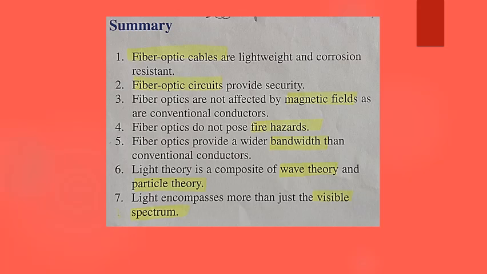Summary for the chapter: fiber optic cables are lightweight and corrosion resistant. Fiber optic circuits provide security. Fiber optics are not affected by magnetic fields as conventional conductors are. Fiber optics do not pose fire hazards. Fiber optics provide a wider bandwidth than conventional conductors. Light theory is a composite of wave theory and particle theory. 7. Light encompasses more than just the visible spectrum.